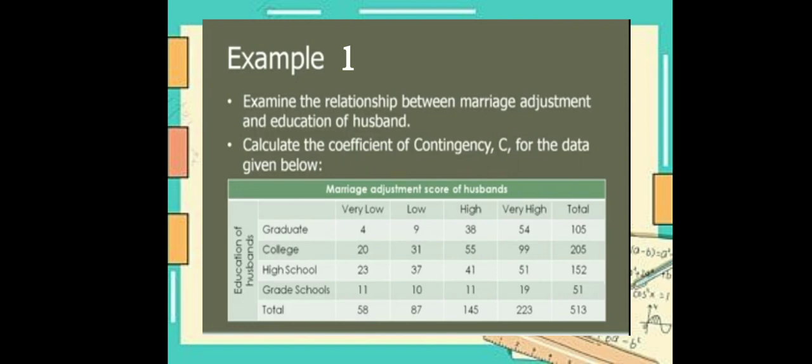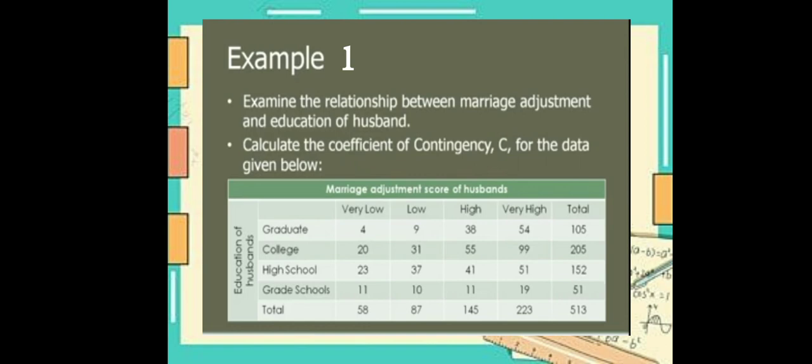So let's have an example. Example number 1: let us examine the relationship between marriage adjustment and education of husband. We have to calculate the coefficient of contingency, which is the C, for the data given below. We have the data of graduate, college, high school, and grade school, in which the marriage adjustment score of the husband is categorized as very low, low, high, and very high.